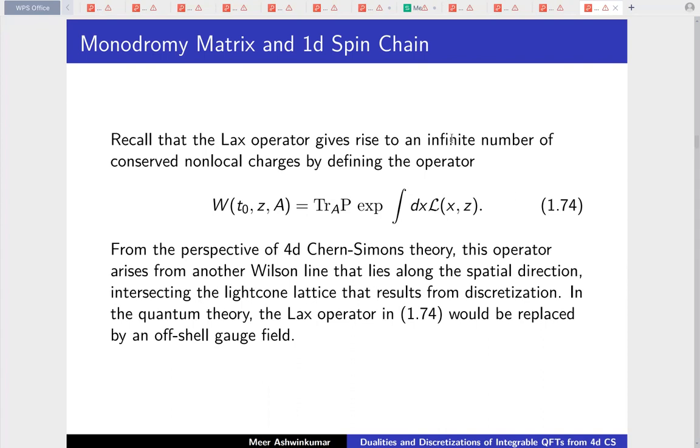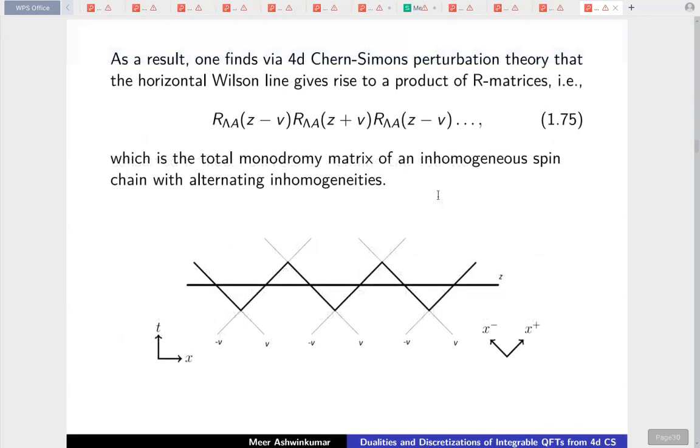So earlier, this monodromy matrix gave rise to an infinite number of conserved charges that ensured the integrability of the field theory at the classical level. Now in the quantum theory, we replace this on-shell gauge field, which is the Lax operator, by an off-shell gauge field. And now you have this configuration where there is a horizontal Wilson line piercing through this light cone lattice. And at each of these intersections, you have an R matrix. And the result is that you have a product of R matrices, which is called the total monodromy matrix.